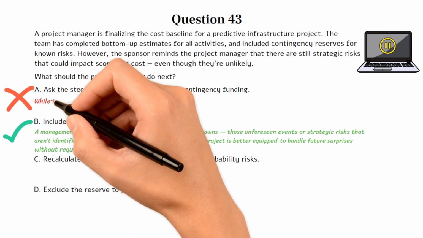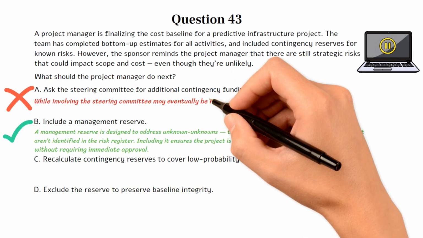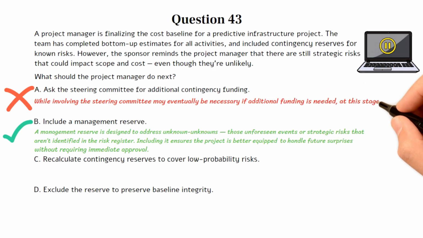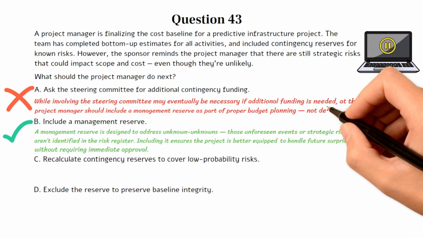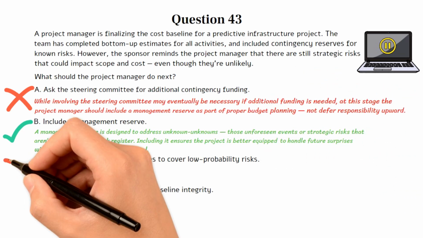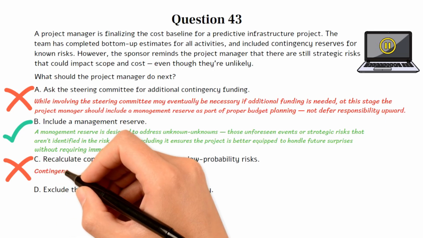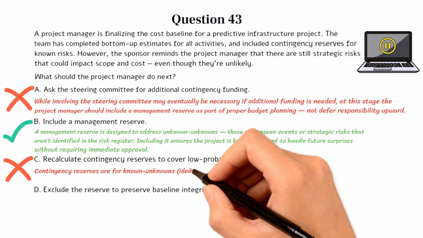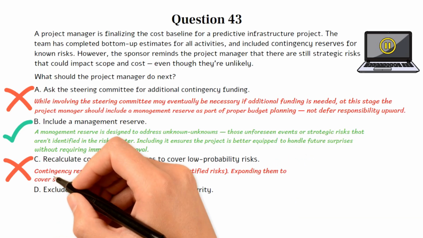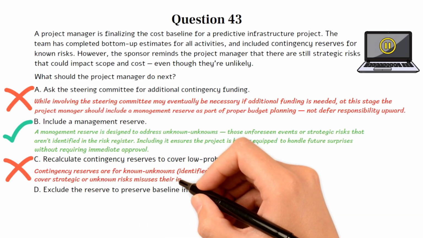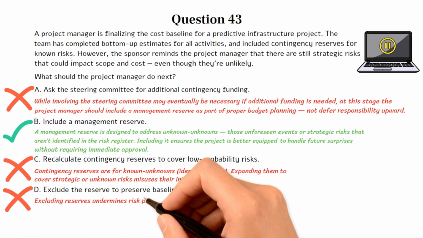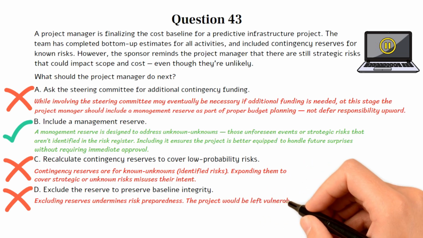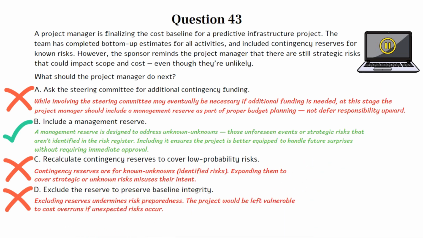Choice A is incorrect. While involving the steering committee may eventually be necessary if additional funding is needed, at this stage the project manager should include a management reserve as part of proper budget planning, not defer responsibility upward. Choice C is incorrect. Contingency reserves are for known unknowns, which are identified risks. Expanding them to cover strategic or unknown risks misuses their intent. Choice D is incorrect. Excluding reserves undermines risk preparedness. The project would be left vulnerable to cost overruns if unexpected risks occur. Let's move on to the next question if you're ready.